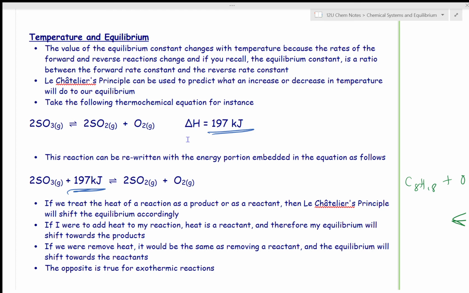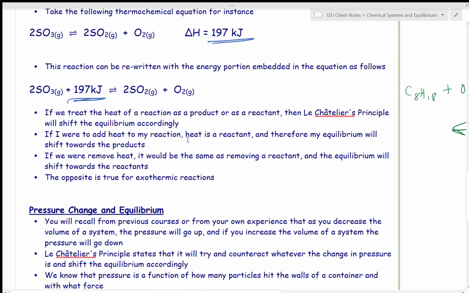I would highly suggest that for the equilibrium unit, when you are dealing with energy term thermochemical equations, you make sure that you have in your equation your value. So it's an endothermic, so it goes on the reactant side. So you'll notice that I have it here. If I were to add heat to this particular reaction here, it's as if I'm adding the heat term, the energy term, to the reactants.